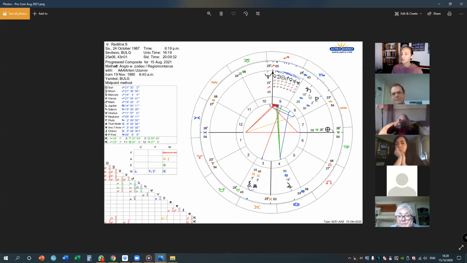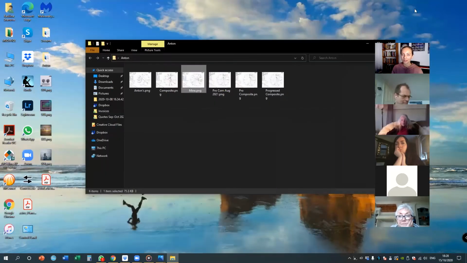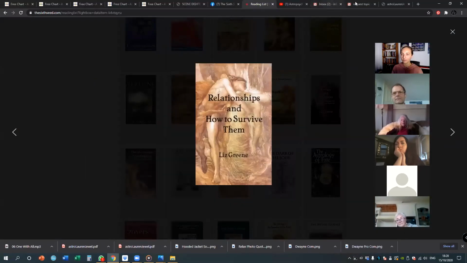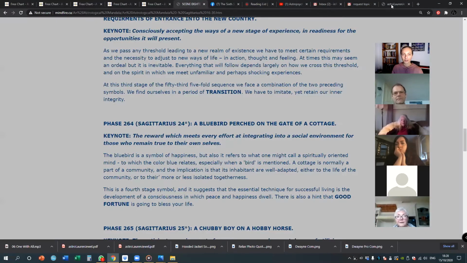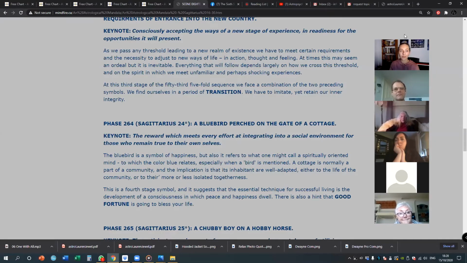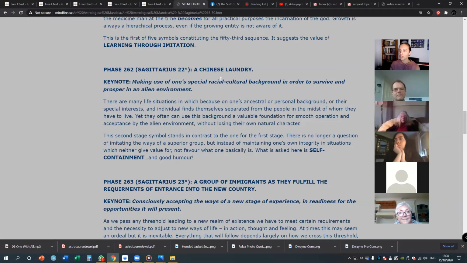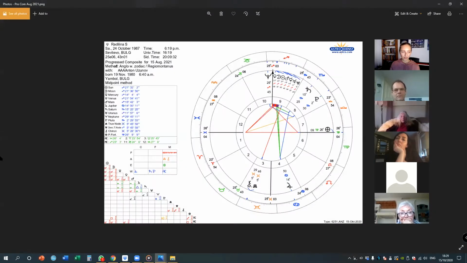And I was curious to check then what this is all about in the Sabian symbols. What is this 22nd degree of Sagittarius? And that's the astrological mandala by Rudyard, and we've got a Chinese laundry as the symbol. And I thought, okay, well, that sounds familiar, and this is really an example of what we are looking for if we analyze charts like this.